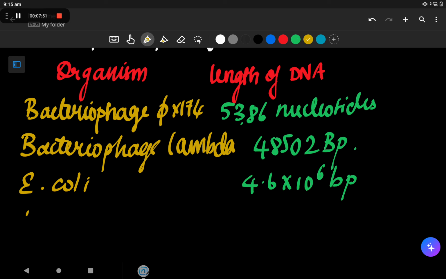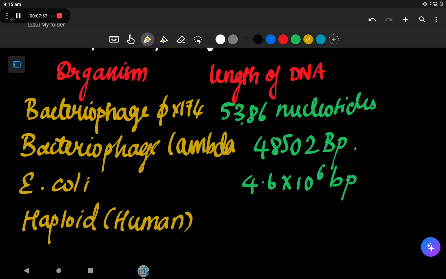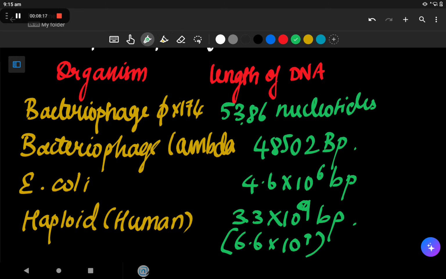Next is the haploid content of human DNA. How much has the human got? We ourselves have 3.3 into 10 to the power of 9 base pairs. Got it? But it is for what? It is for human haploid content. If it is for diploid, it is 6.6 into 10 to the power of 9. Got it?